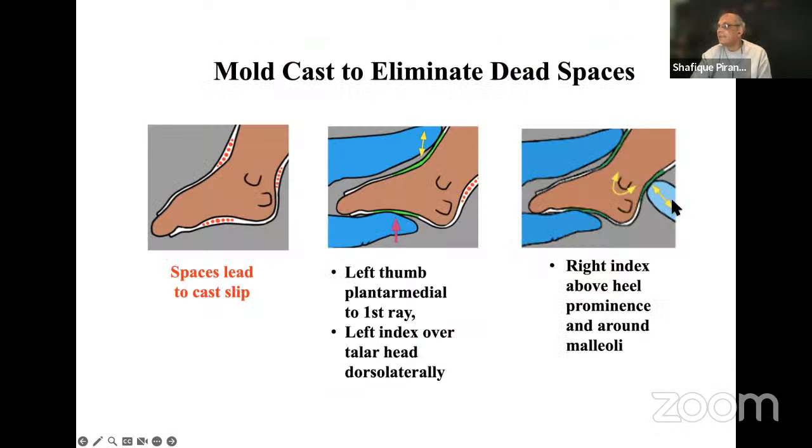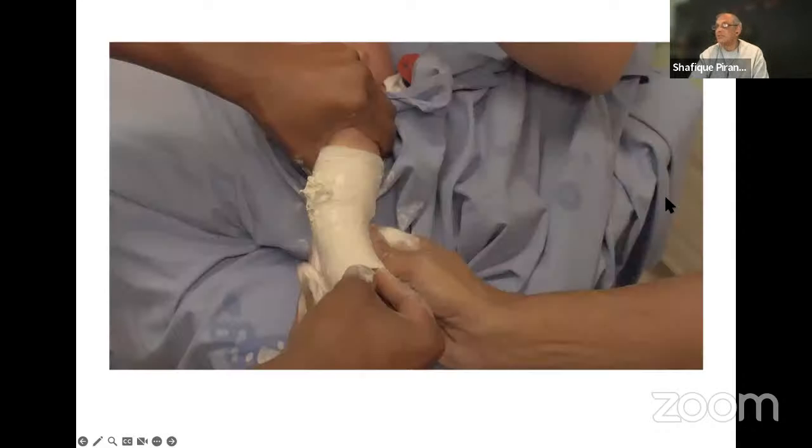And then the right hand index finger molds above the heel prominence, not over the heel itself, to take away that dead space. This is what's going to stop your cast from slipping with this molding. And you can see we haven't touched the heel at all. The heel actually sits very nicely in the little cup that's made for it by these molding fingers. So can I show you that?